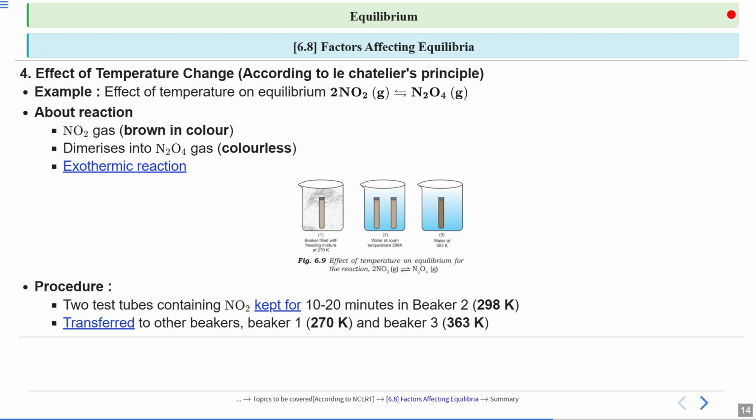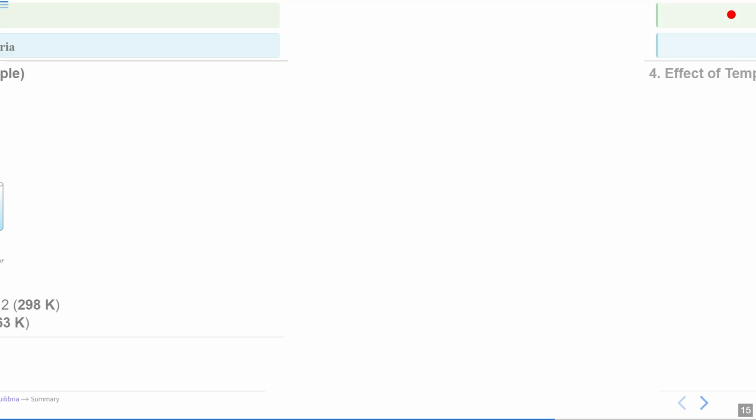Now beaker number 1 has a temperature of 270 Kelvin and beaker number 3, not 2, has a temperature of 363 Kelvin. So what is the procedure? First we are taking 2 test tubes of NO2 in beaker number 2, which is kept at room temperature, 298 Kelvin. Then you are transferring one of the test tubes to 270 Kelvin and the second to 363 Kelvin. Now let's see what the observation is after doing this setup.